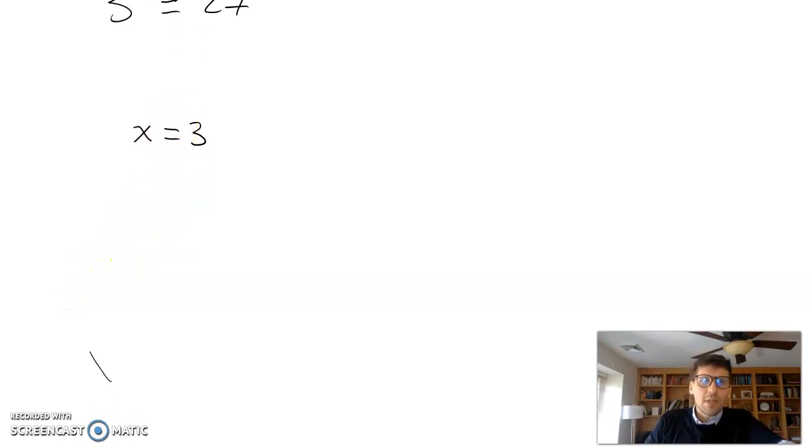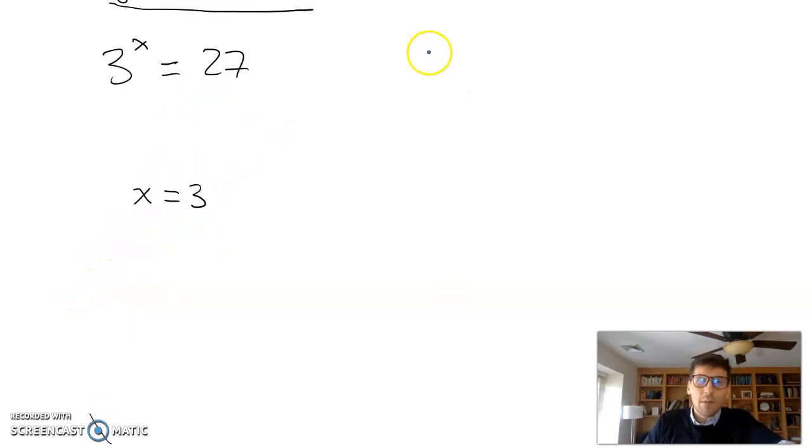But what if I gave you one that was a bit more complex? For instance, 3 to the x equals 41. In that case, 41 is not a perfect power of 3. You could say 3 to the third is 27 and 3 to the fourth is 81, so x would have to be between 3 and 4.